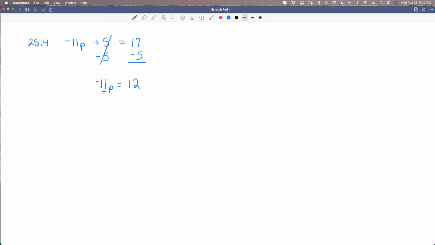So now we have two factors here. So we divide by the factor we know, which is -11. So we divide both sides because we need to keep them equal. These two cancel each other out. So p is going to equal -12/11 because the denominator can never be negative. The denominator is always a positive.